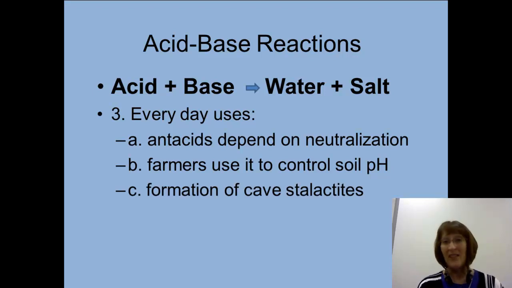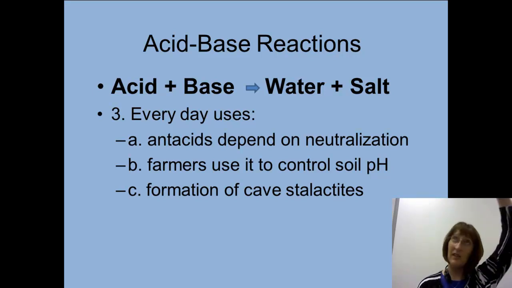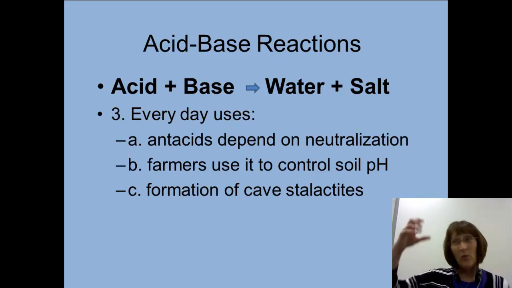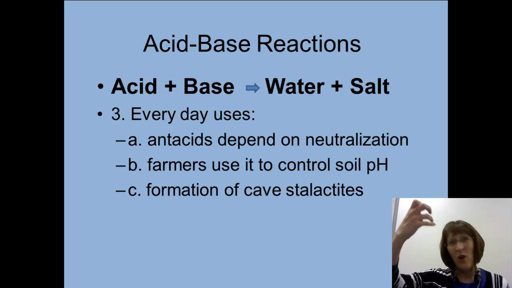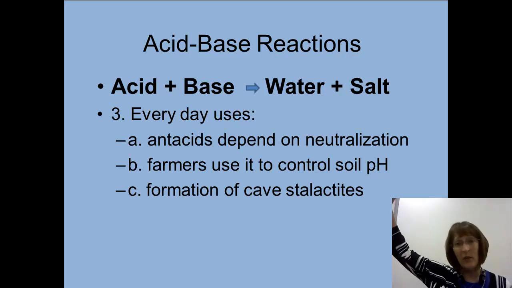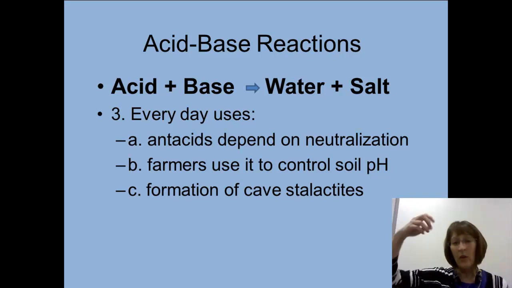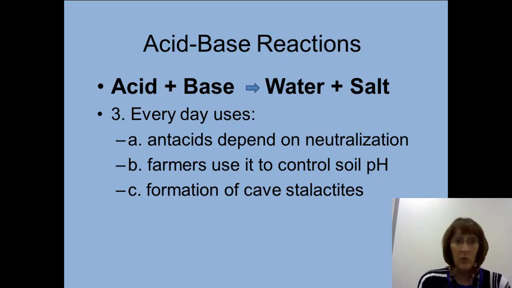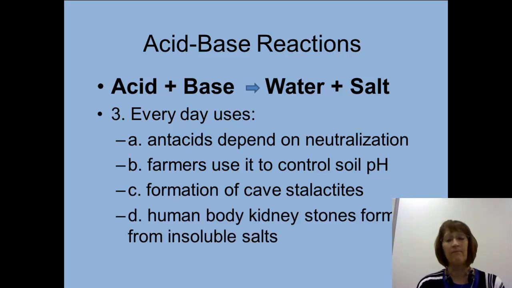You have acid-base reactions that actually create the formations of cave stalactites. Remember the things coming down from the ceiling? That chemical that's in the ceiling there, that's a salt. And so when you have some acid rain percolating down through the basic soil, you get those salts produced. And that's what those stalactites are.